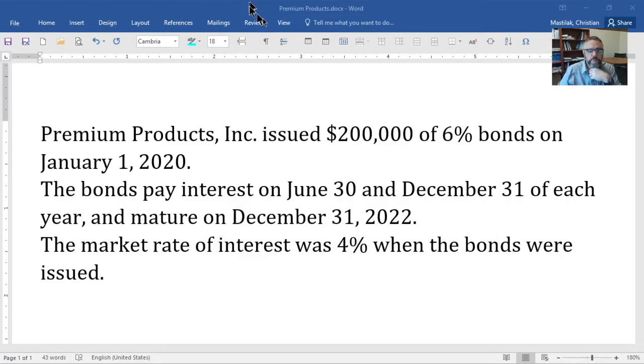All right, in this video, I'm going to do an example of creating an amortization table and journal entries for a bond issued at a premium. In class, we covered a discount, so here I'll cover a premium just for symmetry.